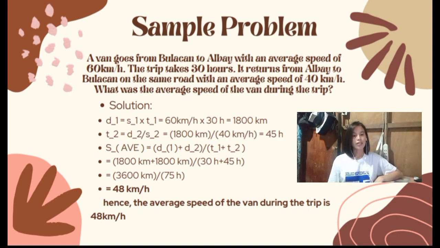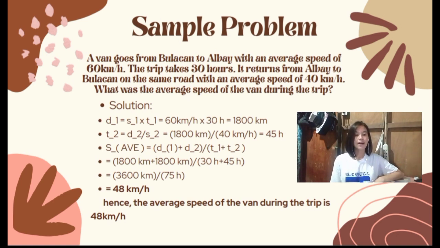So, kailangan natin makuha yung kilometer. So, ang formula natin gagamitin, distance is equals to speed times time. 60 kilometers per hour times 30 hours is equals to 1,800 kilometers. At ngayon, kukunin naman natin yung pangalawang oras. Time is equals to distance over speed. 1,800 kilometers over 40 kilometers per hour is equals to 45 hours.